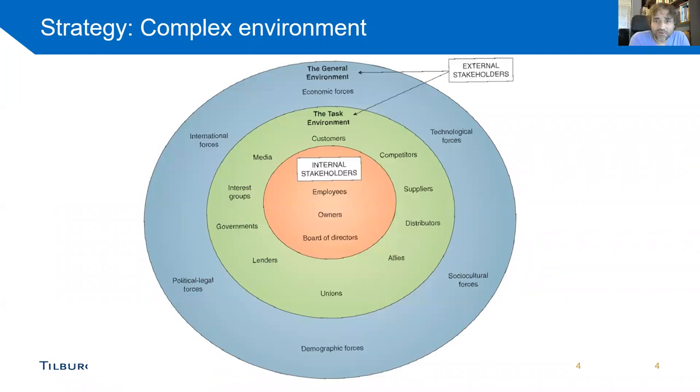So why does an organization formulate a strategy? Well, of course, because an organization wants to know what to do. But an organization formulates a strategy and determines what to do because organizations live in an environment. An organization has to deal with a lot of stakeholders and a lot of different forces.